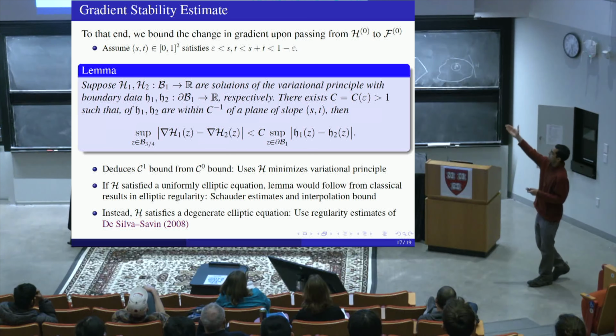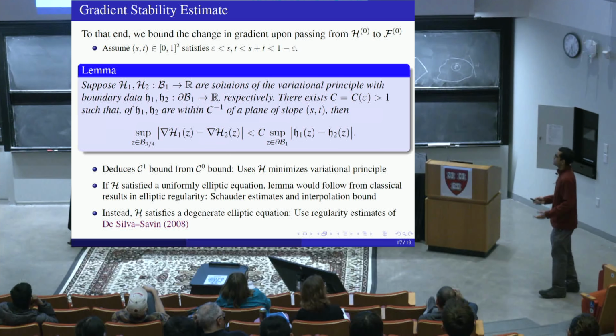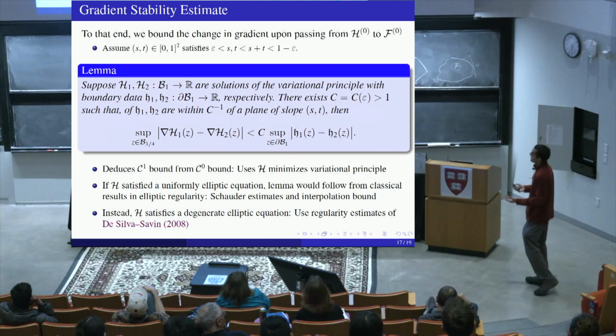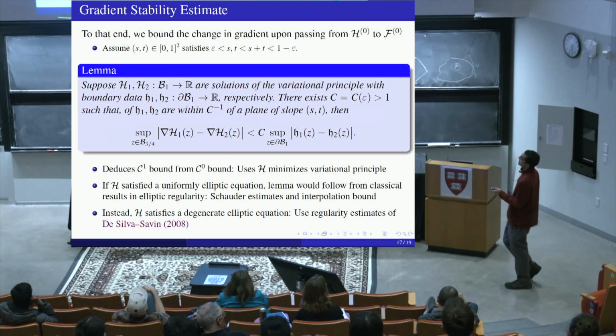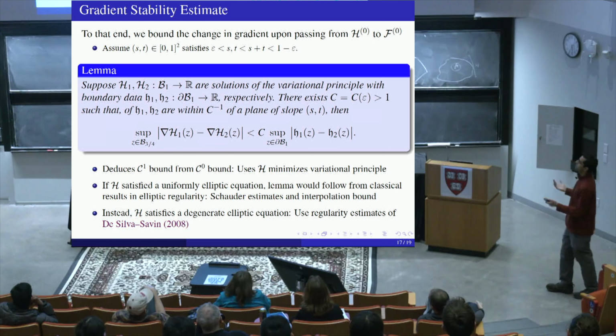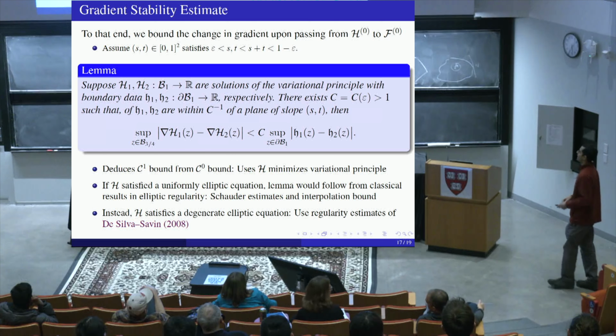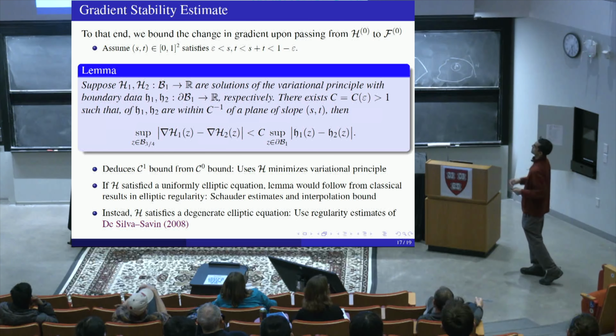Now, if this variational principle were uniformly convex, if h satisfied a uniformly elliptic equation, this would follow from classical results in elliptic regularity theory. I mean, the buzzwords of Schauder estimates and an interpolation bound. In fact, I've not actually seen this result, even in the uniformly elliptic case, appearing anywhere in the literature. I even asked some people about it, and they didn't know offhand. But this is not such a jump from what was known from the classical theory.